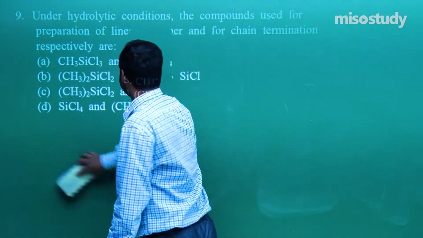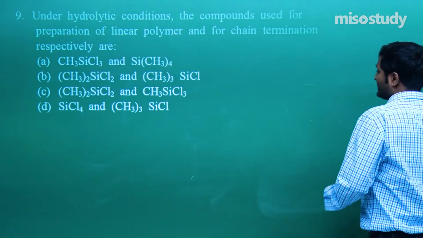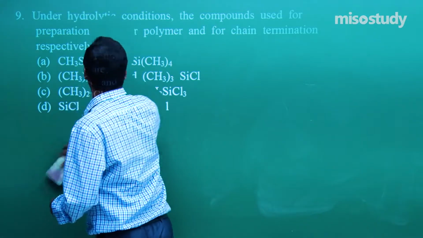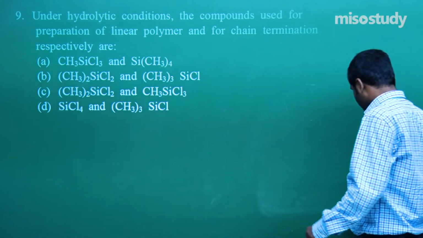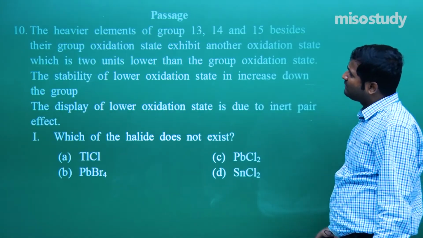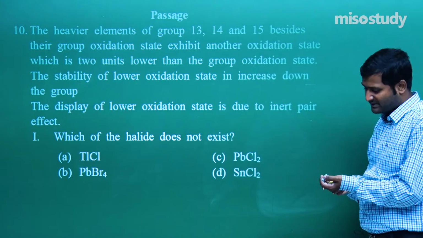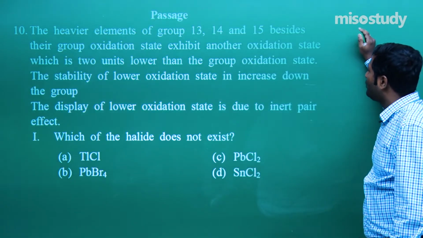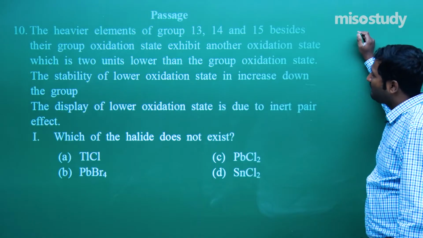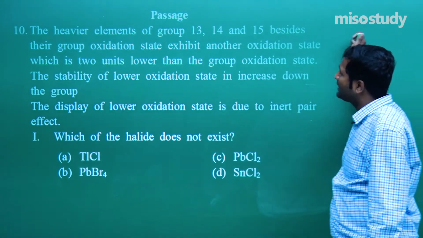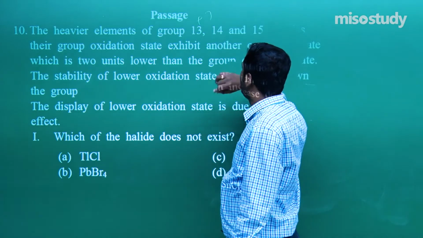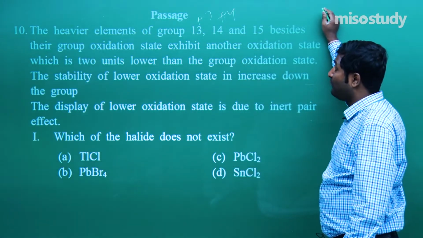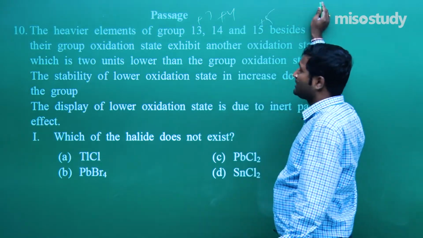Now, let's move to the next part, the last question. What is the last question? Check it out. This one is a passage type question. Read the passage carefully. What is given here? The heavier elements of group 13, group 14 and group 15. Besides their group oxidation state, group 13 the common oxidation state is +3, group 14 the common oxidation state is +4, and group 15 the common oxidation state is +5.